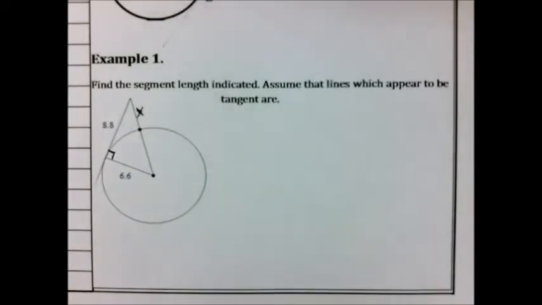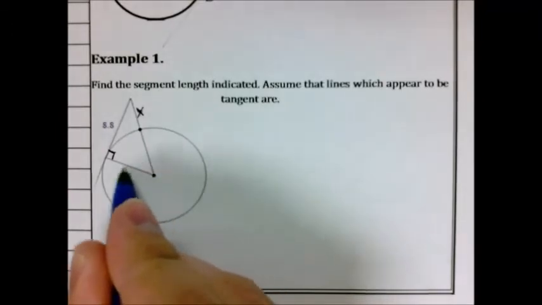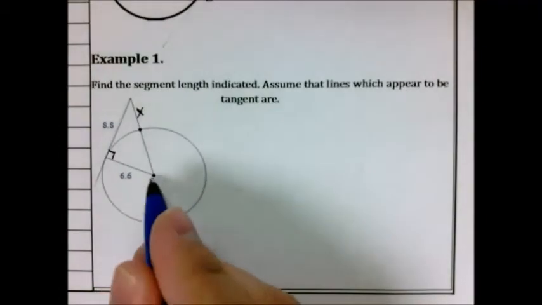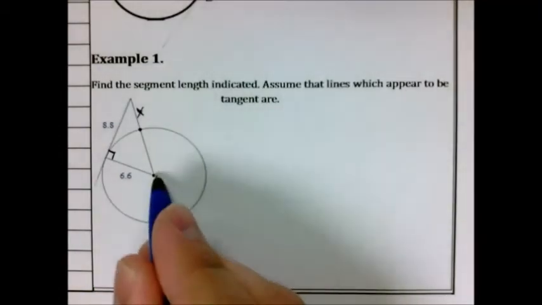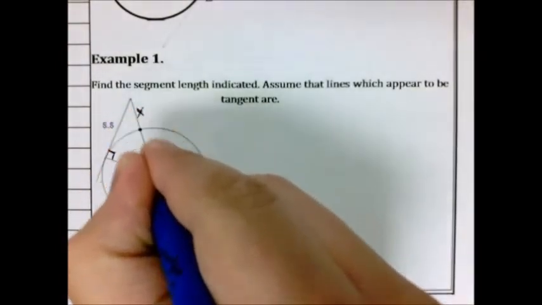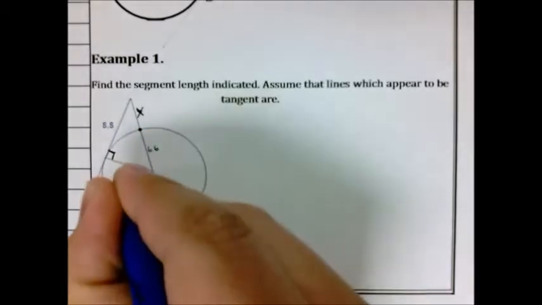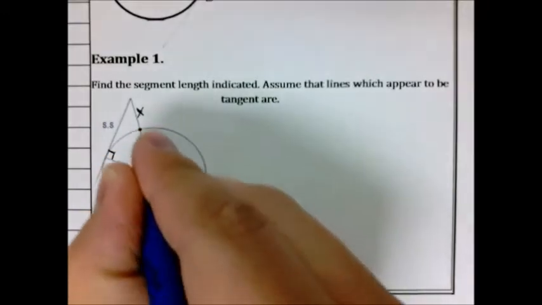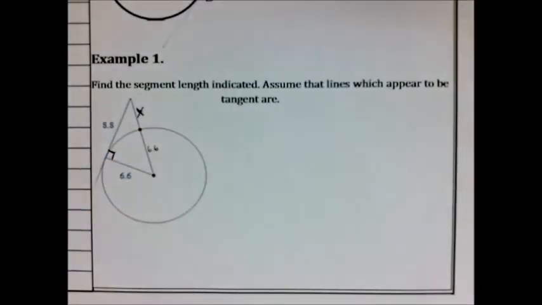Let me just point out real quick though, in case you didn't know this, remember that this is the radius, and the radius is going to be the same no matter which side it is going to the outside of the circle. So what that means then is that this length right here must be 6.6 as well. If this is 6.6, then this length from this point on the circle to the center is also going to be 6.6.